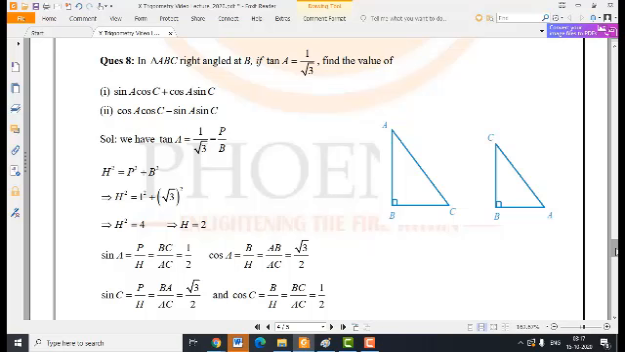In triangle ABC, right angled at B. So make sure in this question it is given that it is right angled at B. If tan A is 1 by root 3, find the value of, in the first part, sin A into cos C plus cos A into sin C, and in the second part, cos A into cos C minus sin A into sin C. So if you observe the question, what do you need?